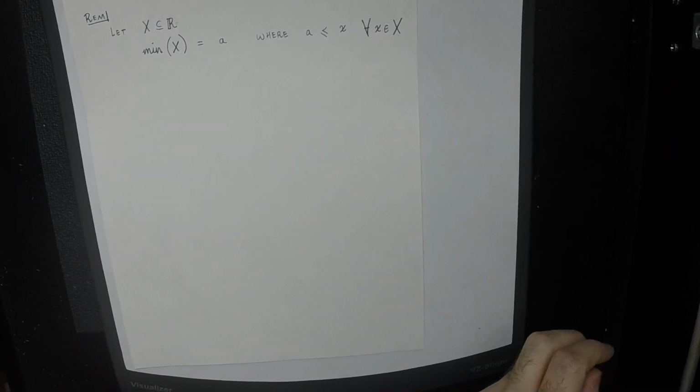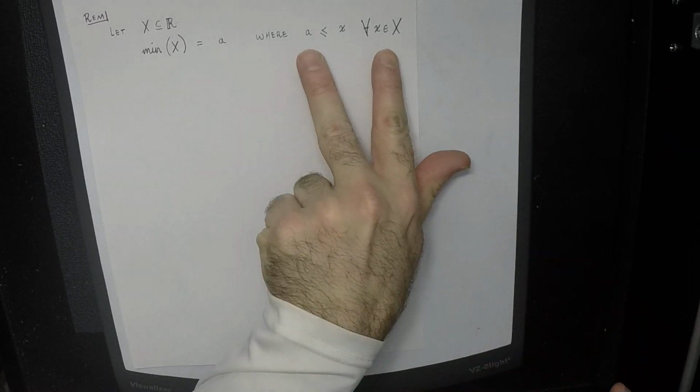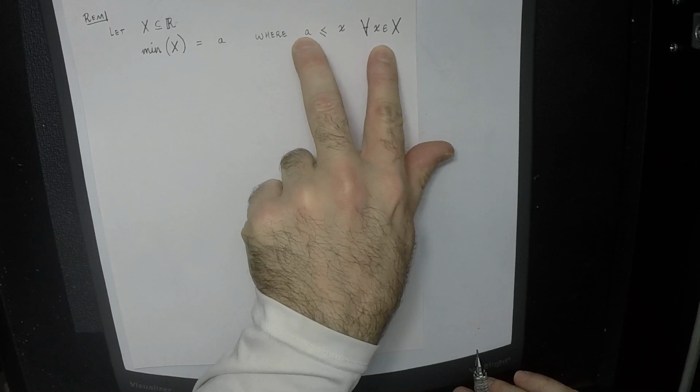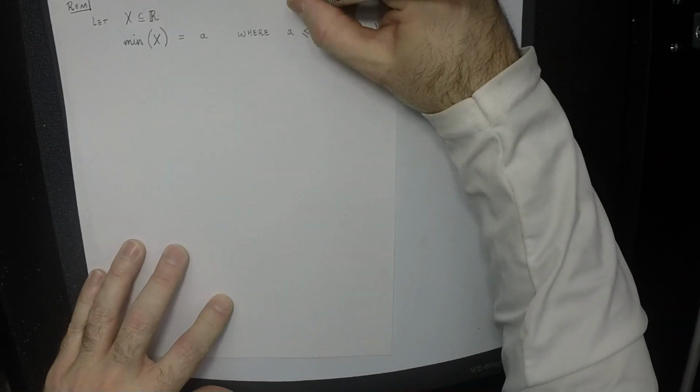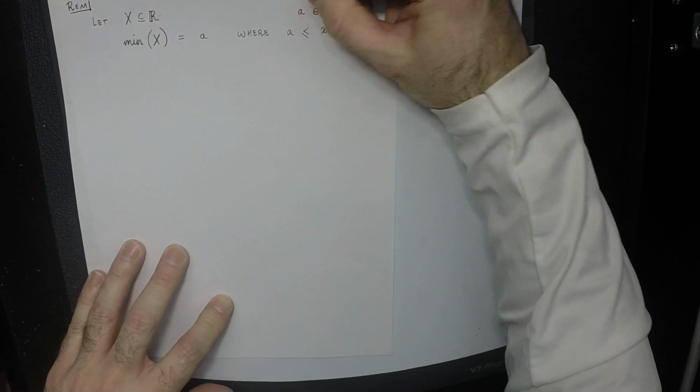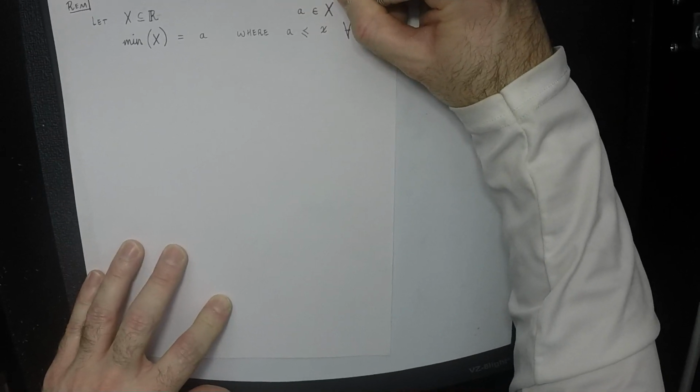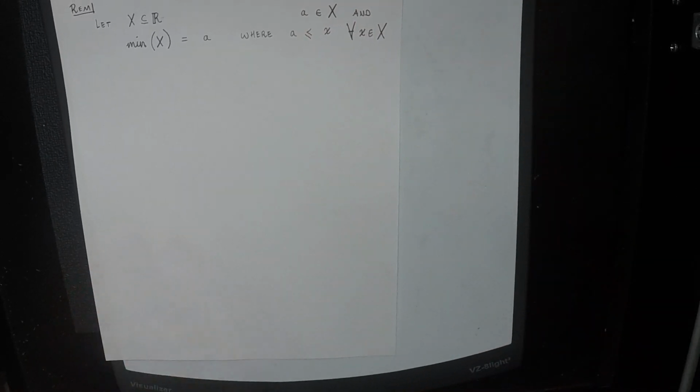So this is not quite right. Something is missing. So this part is good. It needs to be the case that A is less or equal to every little x in set X. But something else needs to be true also. A must be in there. So where A is in set X and A is less or equal to x for all x in X.